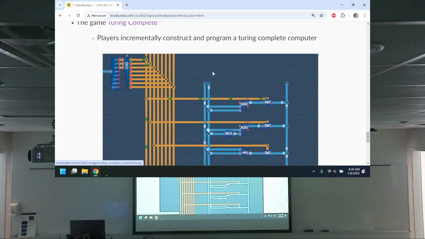Like 2 seconds ago, I closed it. What was I saying? Yeah. And you start programming it with assembly code, and you end up making a game in it, and that runs on your simulated computer. It's pretty cool.